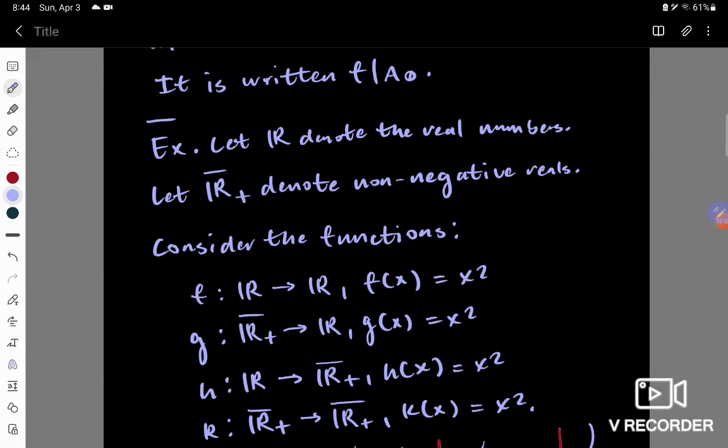So f, g, h, and k, as you can see here, all have the same rule of assignment, which one could write as the ordered pair x comma x squared, for example. But we've sort of messed around in all possible ways with the domain and range of each one. So for f, it maps from R to R. For g, we restrict the domain to non-negative reals. For h, we restrict the range, so it maps into non-negative real numbers only. And then for k, both its domain and range are restricted.